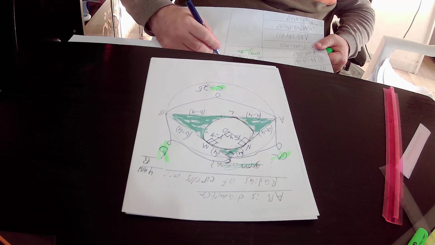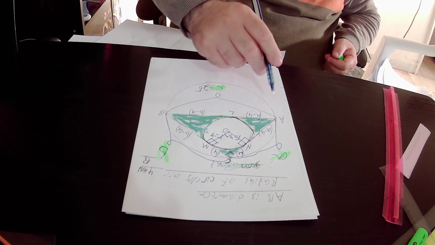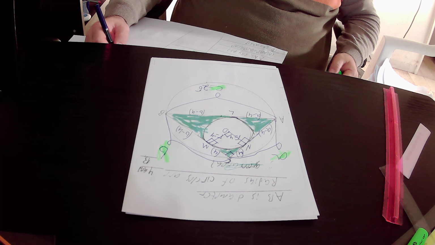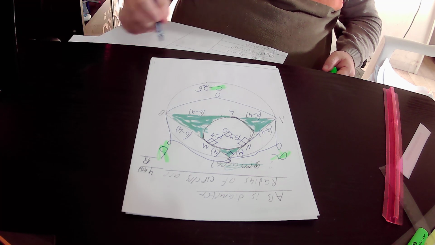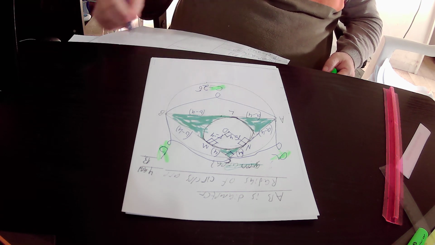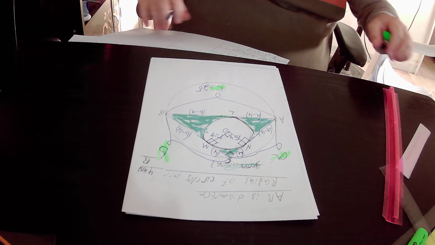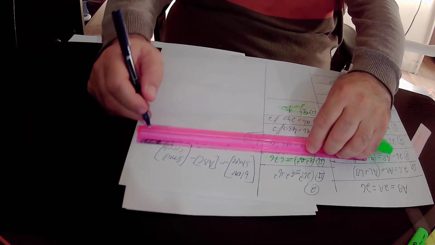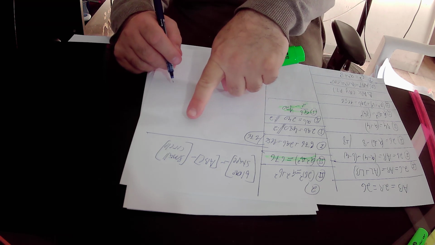So what is the area of the blue shape? From the drawing, it is very easy to see that the area of the blue shape equals the area of triangle ABC minus the area of the small circle. I repeat again: the area of the blue shape equals the area of triangle ABC minus the area of the small circle.